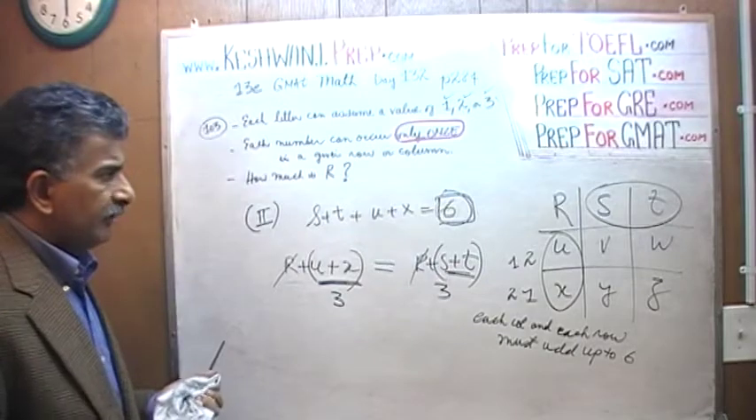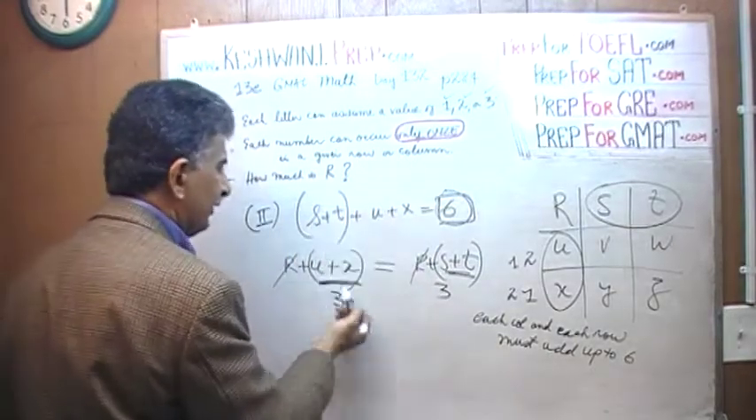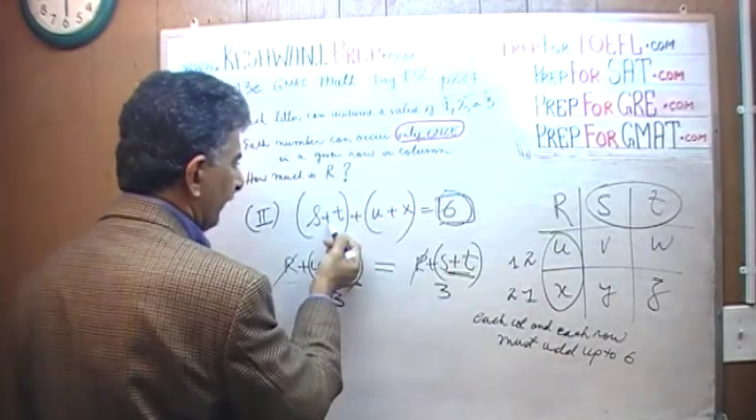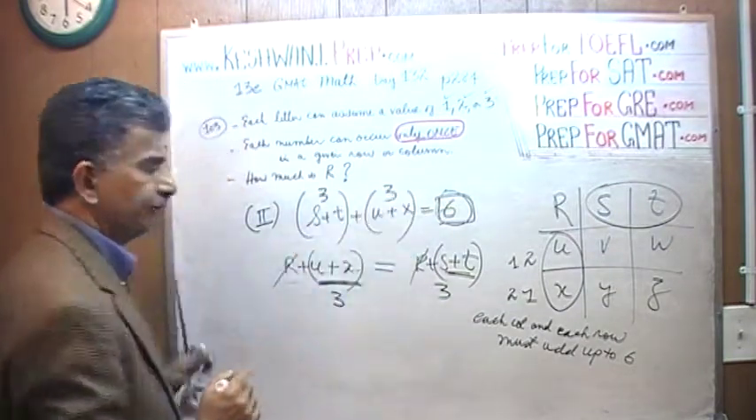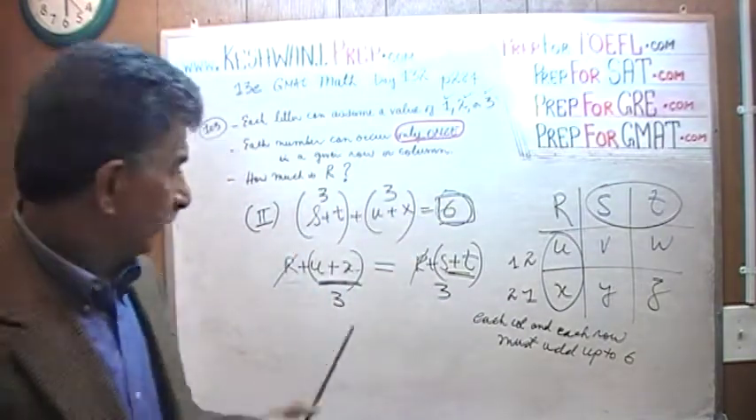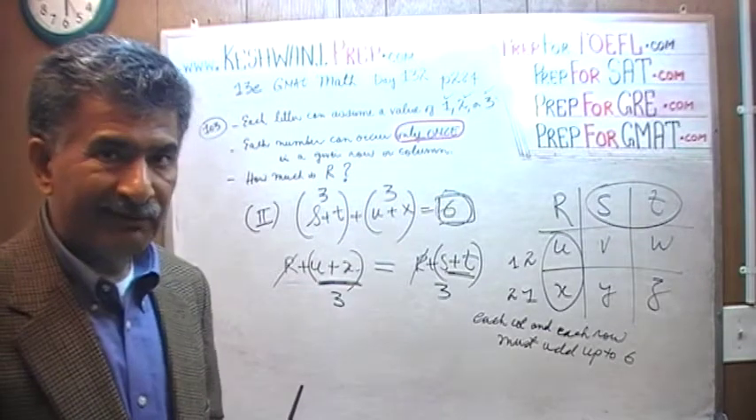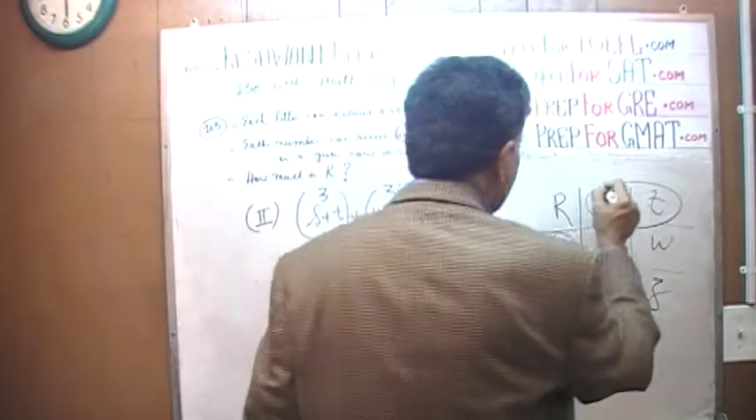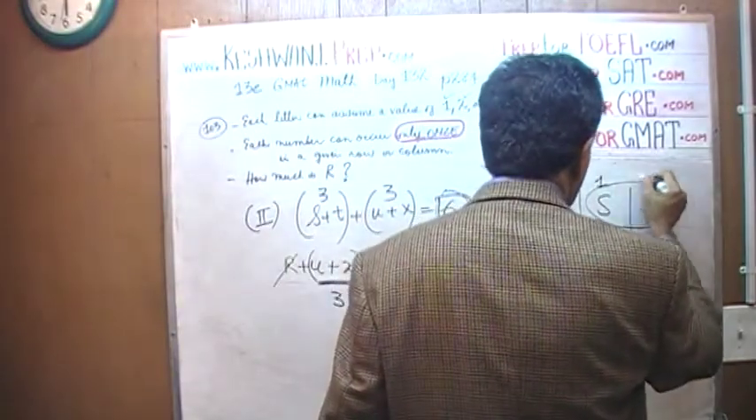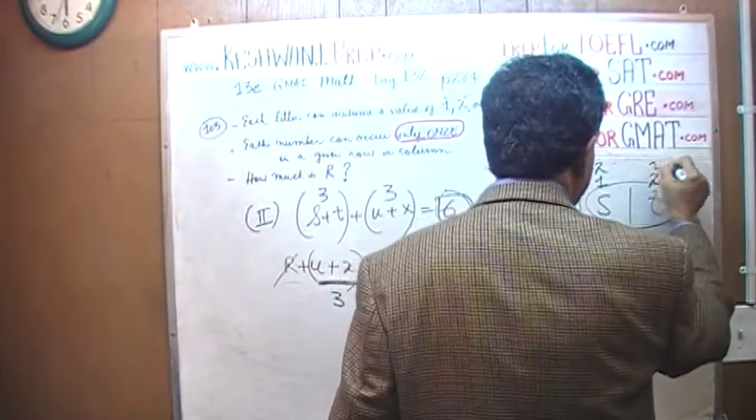Think of this as 1 unit. S plus T is 1 unit, U plus X is 1 unit, and this unit plus this unit adds up to 6, which means this unit has to be 3 and this unit has to be 3. How can it be 3? How can S and T add up to 3? Well, there are only 2 possibilities. Either S is 1 and T is 2, or S is 2 and T is 1.